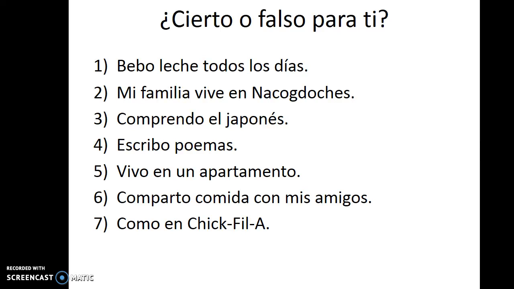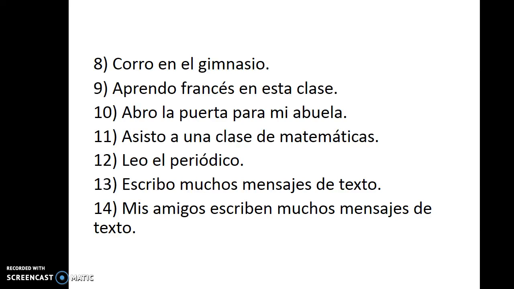Número 7, we have como en Chick-fil-A. ¿Comes en Chick-fil-A? Yo sí. Sí, yo como en Chick-fil-A. Número 8, corro en el gimnasio. So if I were to really phrase these as questions, obviously these would be in the tú form with the S on the end. ¿Corres en el gimnasio? Okay, so sí o no.